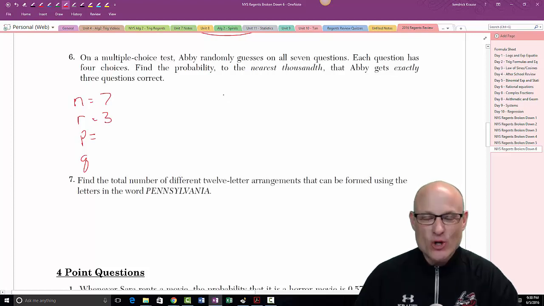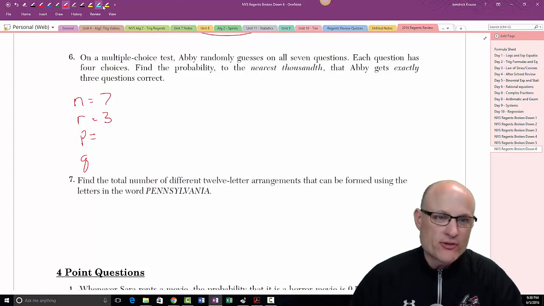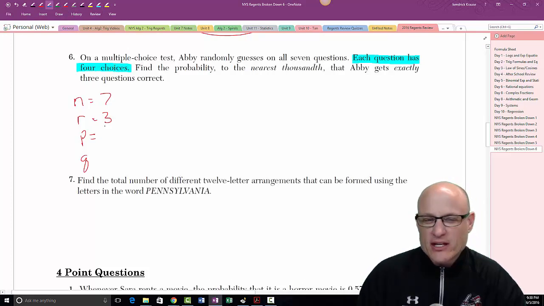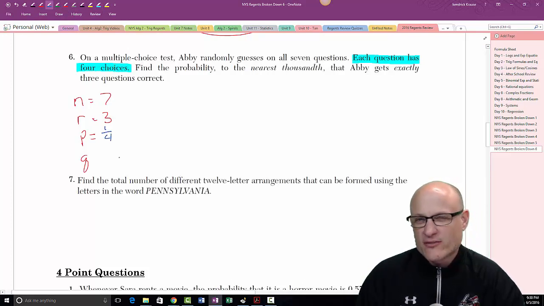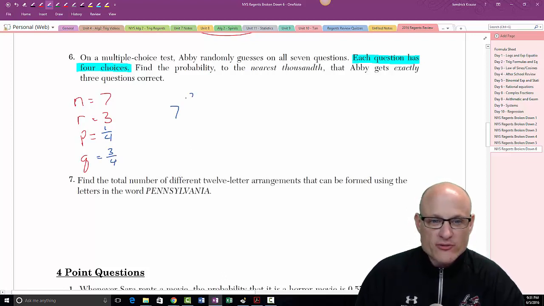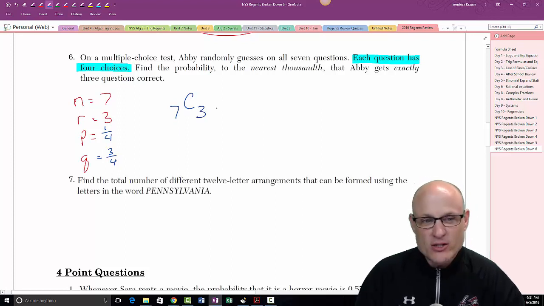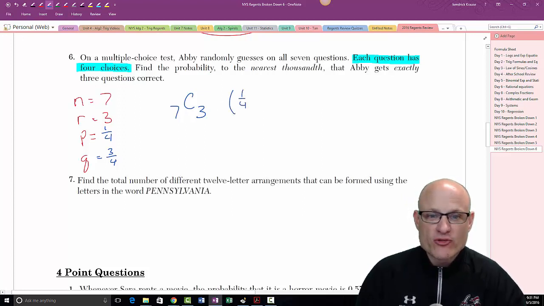So here's the thing. You don't see anywhere where it says probability, so you have to read into it a little bit. It says each question has 4 choices. So if each question has 4 choices, then doesn't she have a 1 out of 4 chance of getting it right? Or in other words, she has a 3 out of 4 chance of getting it wrong. So there's 7 questions. We want to choose 3 of them for her to get exactly 3 questions right, otherwise known as a loser.